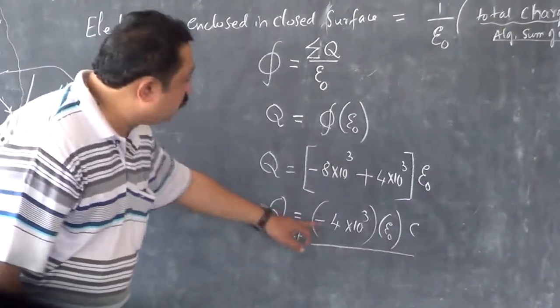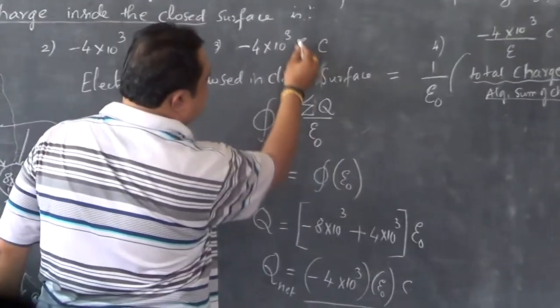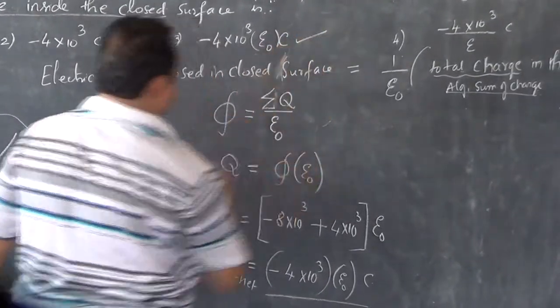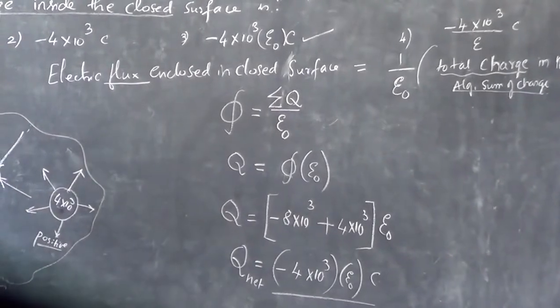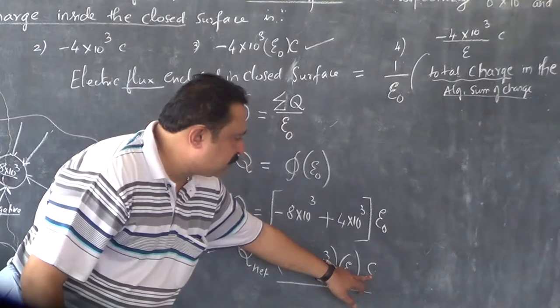So the answer that would match with the given option is this: minus 4 into 10 to the power 3 epsilon naught. 3 is the correct option, and the unit of charge is coulomb. C represents coulombs.